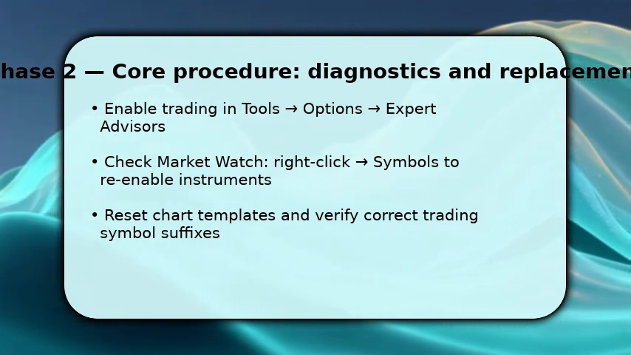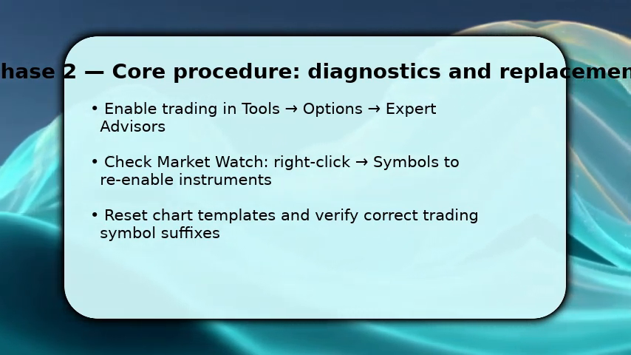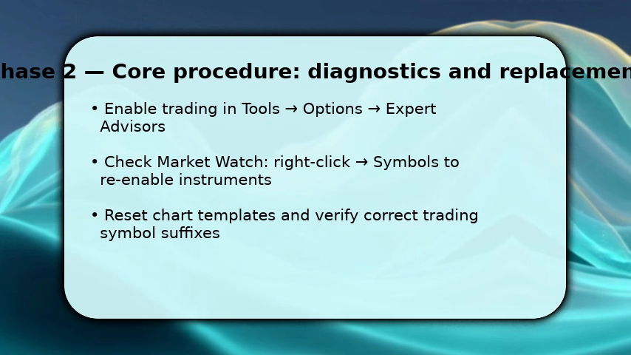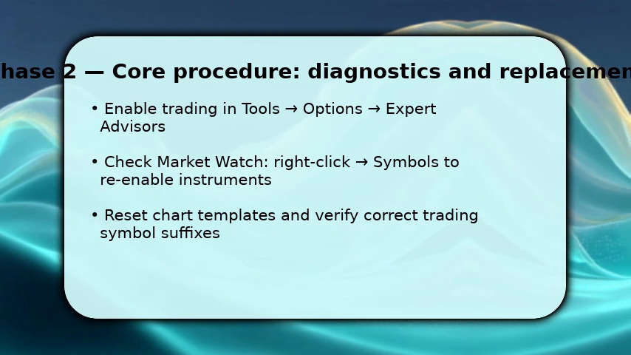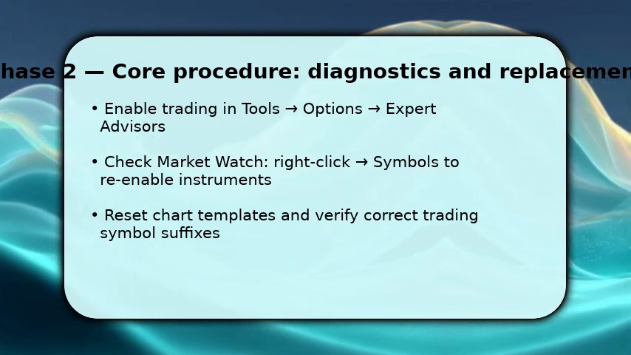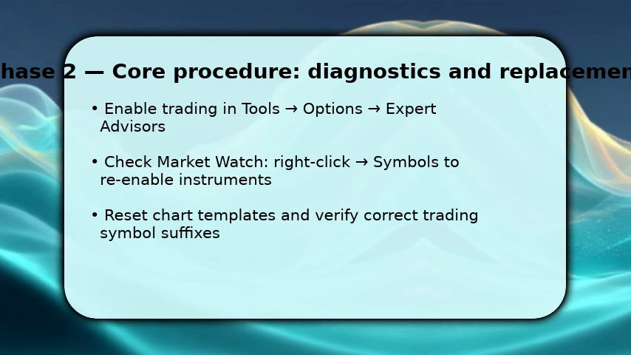Then go to Market Watch and re-enable the symbol you need, because disabled symbols prevent orders. Once that is set, confirm the chart uses the exact symbol suffix your broker uses. Mismatches look active but deny trades.